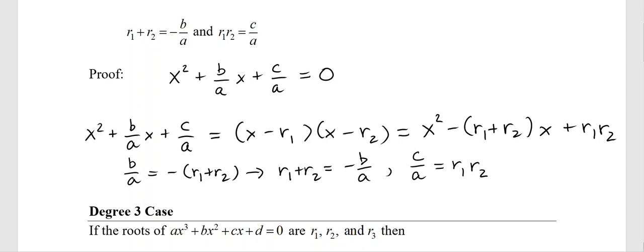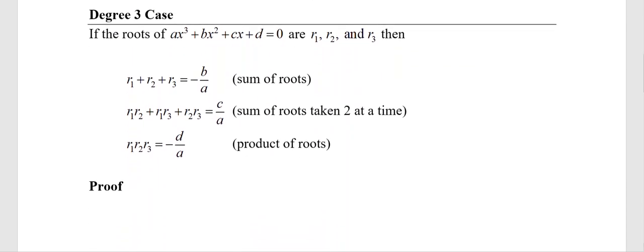Okay, let's take a look at what these formulas actually are in the degree 3 case. So here, if the roots of ax cubed plus bx squared plus cx plus d equals 0 are r1, r2, and r3, then r1 plus r2 plus r3 is equal to negative b over a. That's the sum of the roots. Also, r1 r2 plus r1 r3 plus r2 r3 is equal to c over a. We refer to this expression as the sum of the roots taken two at a time. So we're taking two of the three roots, forming a product, and we're getting the sum of all of those products. Okay, and r1 r2 r3 is equal to negative d over a, which is the product of the roots.